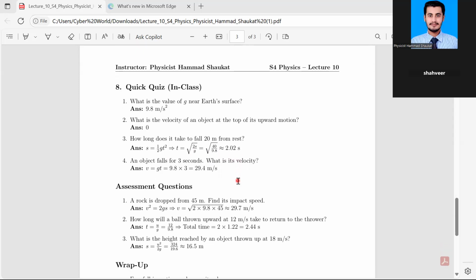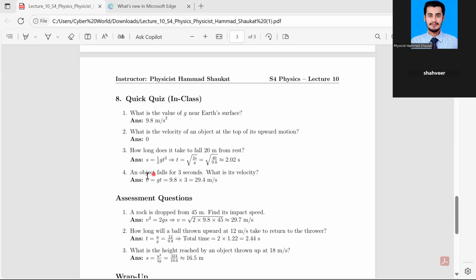Can you tell me, an object falls for 3 seconds, what is its velocity? Again, the object falls for 3 seconds. In this scenario, your initial velocity would be 0, because your body is falling from some height.